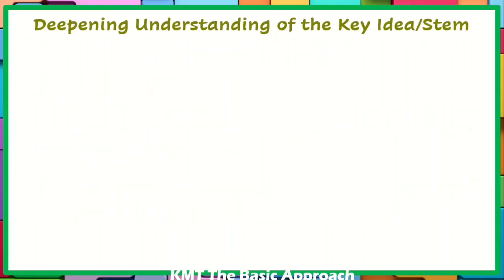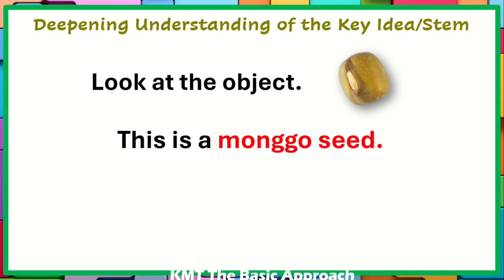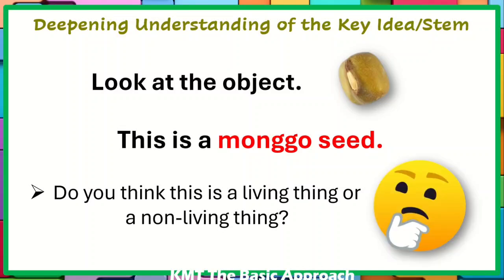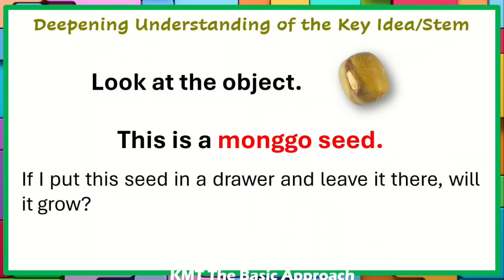Deepening understanding of the key idea or STEM. Look at the object. This is a mango seed. Do you think this is a living thing or a non-living thing? If I put this seed in a drawer and leave it there, will it grow?